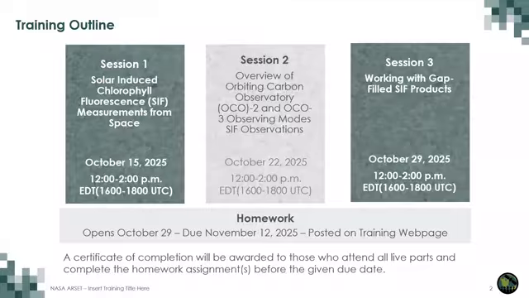The third session will be next Wednesday, October 29th at the same time. There is a homework associated with this training, and that homework will open on October 29th. So during the last session, we'll open up the homework, and it's going to be due on November 12th. You can access the homework through the training webpage, and participants who have attended all 3 live sessions and complete the homework by the due date will be given a certificate of completion.